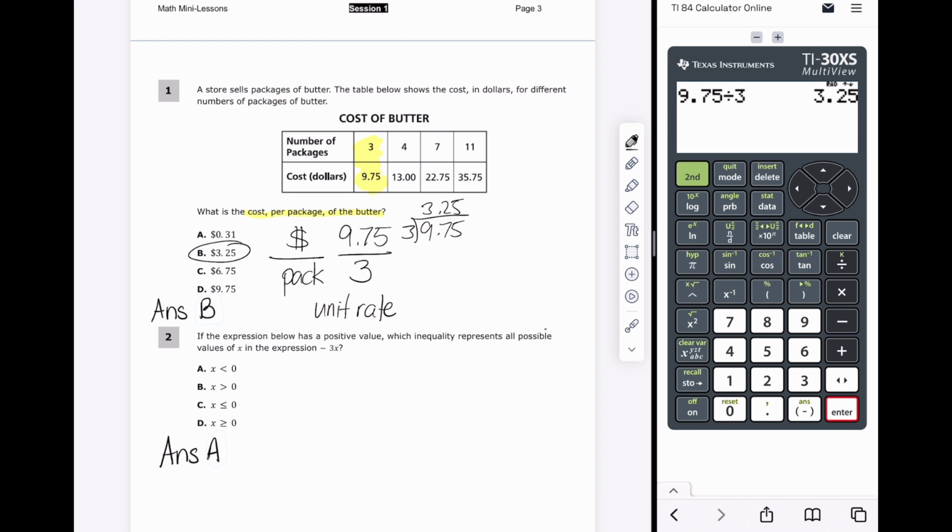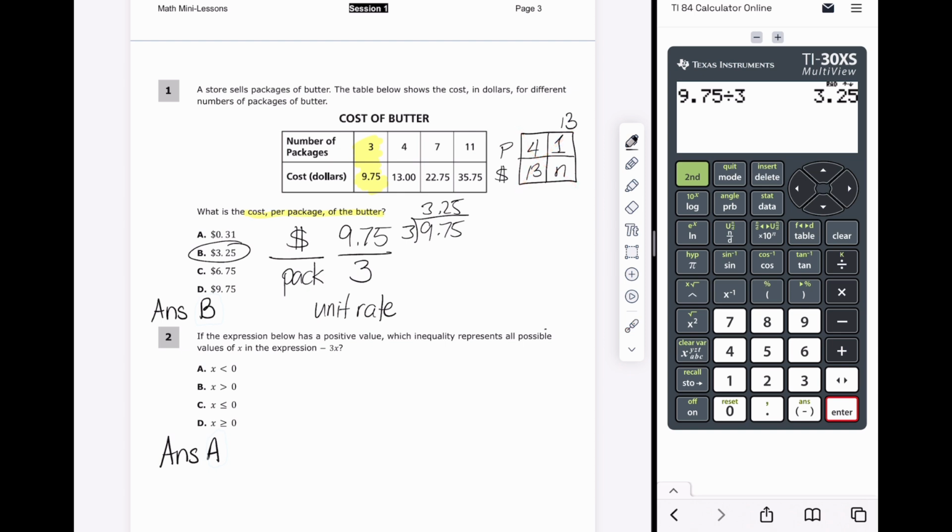Boom, done. Another way you could do this is you could make a ratio table. That means you can take any rate that's here and just fill it in. So let's say you had packages and cost, and you decided I have 4 packages that cost $13. I want to know how much 1 package is. And here I can use my cross multiplying to figure that out. So again, this is just another method, or I can use cross products.